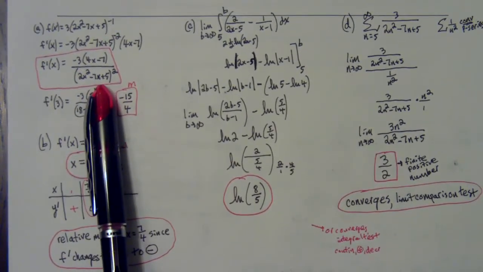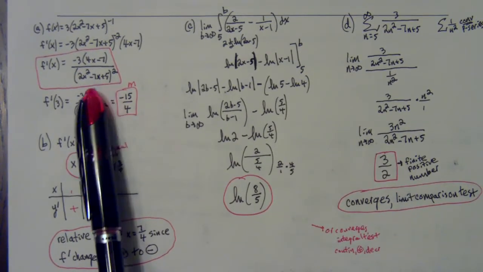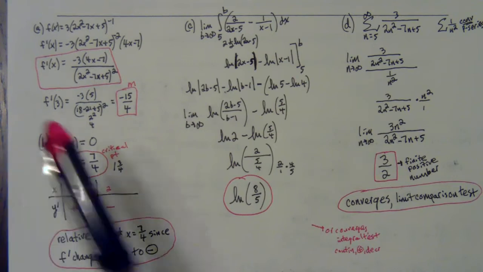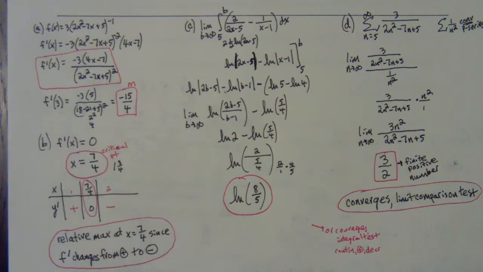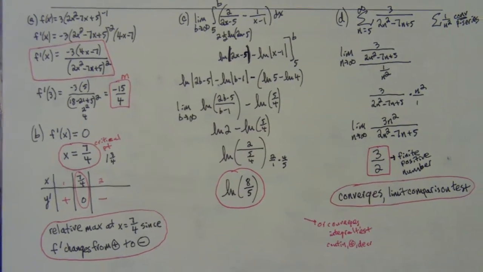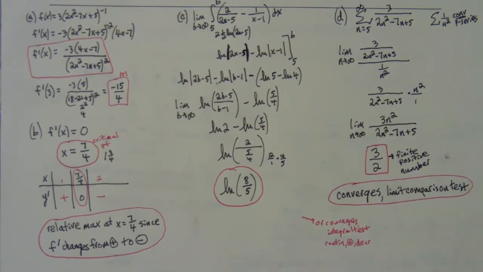Remember, a fraction is equal to 0 where the top is equal to 0. So that's going to be x equals 7/4. So they asked for that first. Find the critical number. That's just where it's equal to 0. Now remember, just because the derivative is equal to 0 there, that's a possible max or min. That doesn't guarantee it's going to be a max or min. You got to check to see if that derivative switches sign on either side of it.